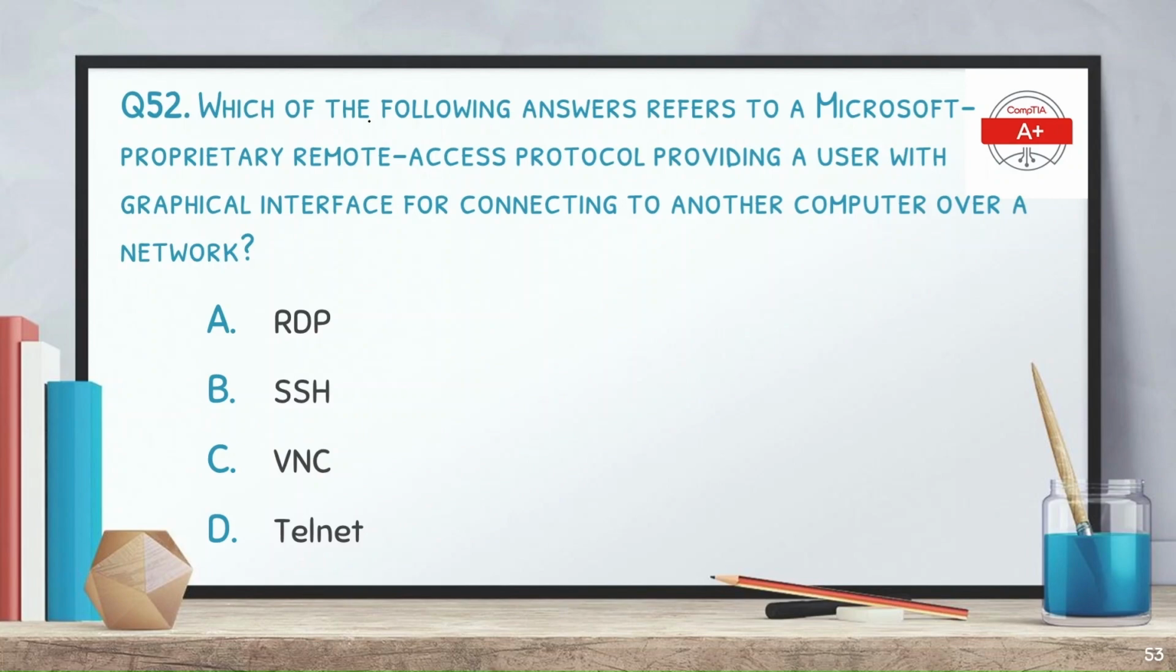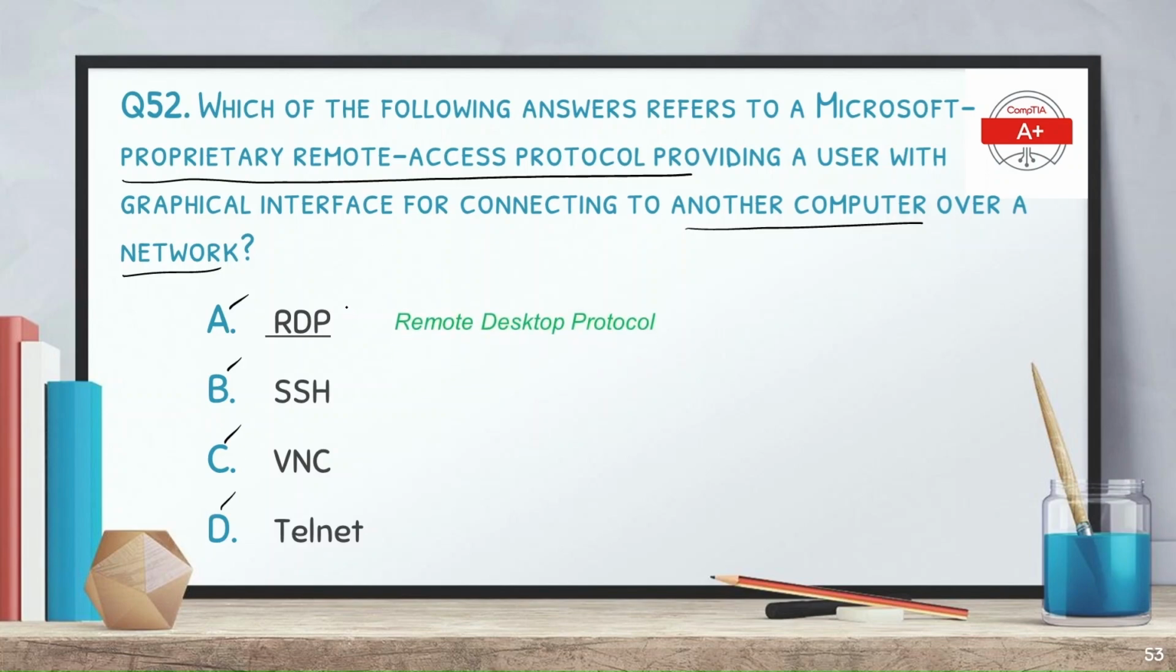Question number 52 is that which of the following answers refers to a Microsoft proprietary remote access protocol providing a user with graphical interface for connecting to another computer over a network. The options are A. RDP, B. SSH, C. VNC, and D. Telnet. And the correct option is the RDP, or Remote Desktop Protocol.